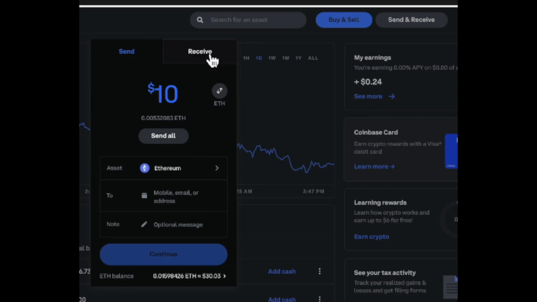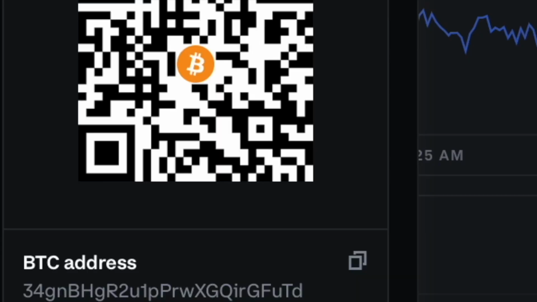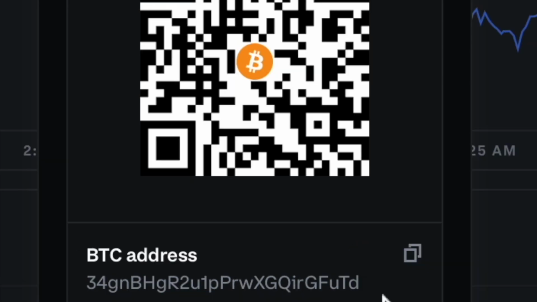Next, we are going to demonstrate how to receive crypto. Go ahead and click on the Receive tab. Here, Coinbase is providing you with your crypto wallet address. Just make sure you are designating the correct crypto. And you can send both the QR code and the written address to the sender.